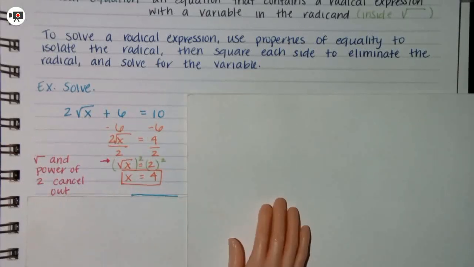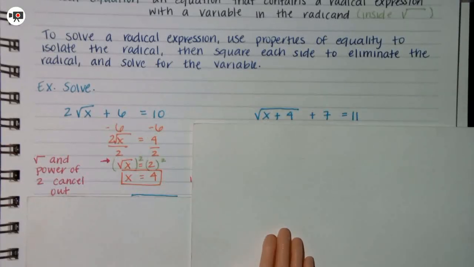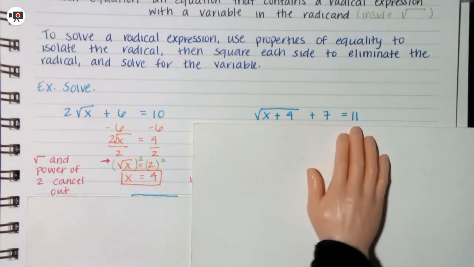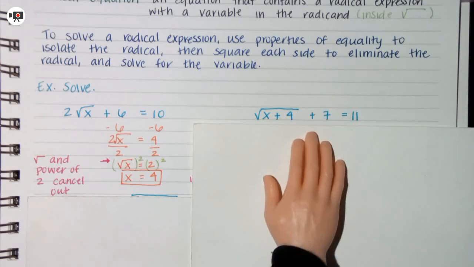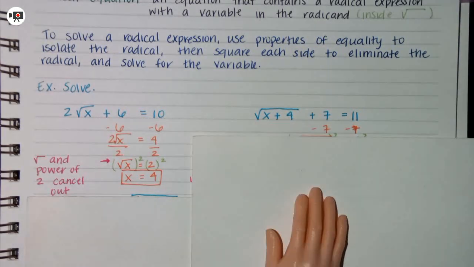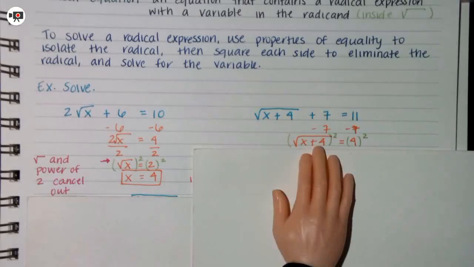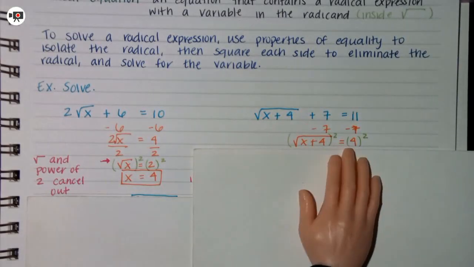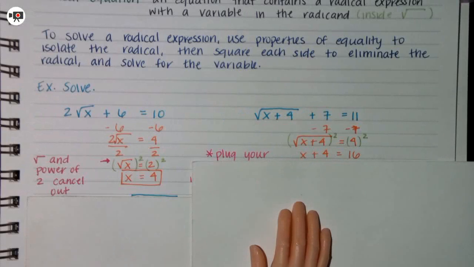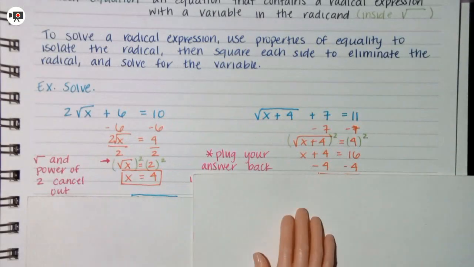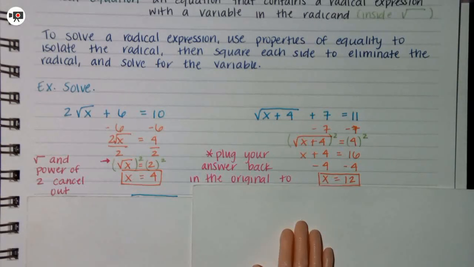So that works out. I'm going to solve the square root of x plus 4 plus 7 equals 11. So this plus 7 is not under the radical, so I'm going to subtract 7 on each side. Then I have square root of x plus 4 equals 4, so square each side to get rid of that radical. x plus 4 is 16, subtract 4 on each side, and x is 12.